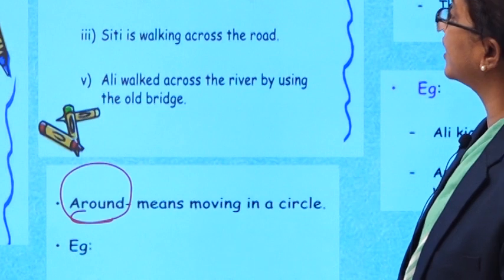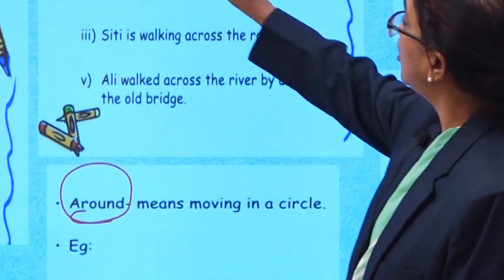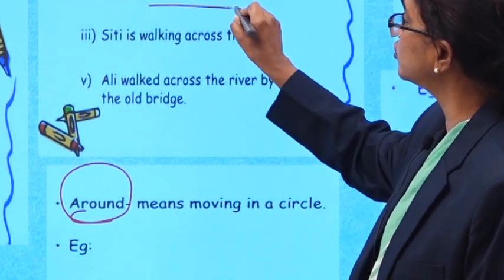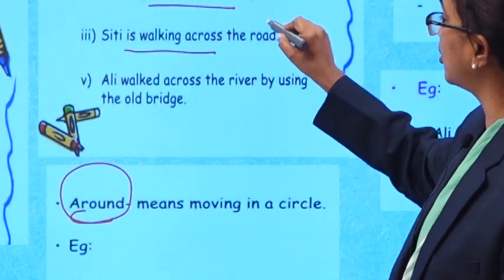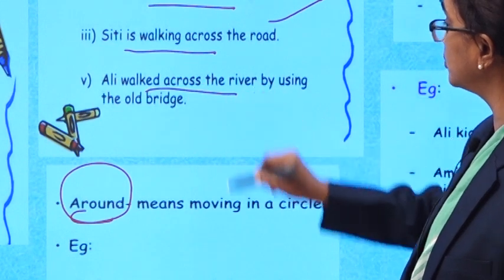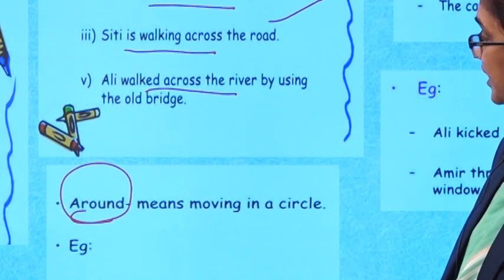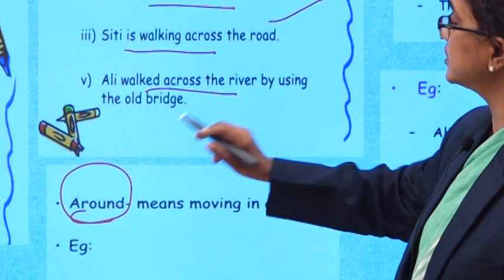Look at the next one. Across. Across means on the opposite side. The boy swam across the river. Siti is walking across the road. Ali walked across the river by using the old bridge. So in all these, we use across.